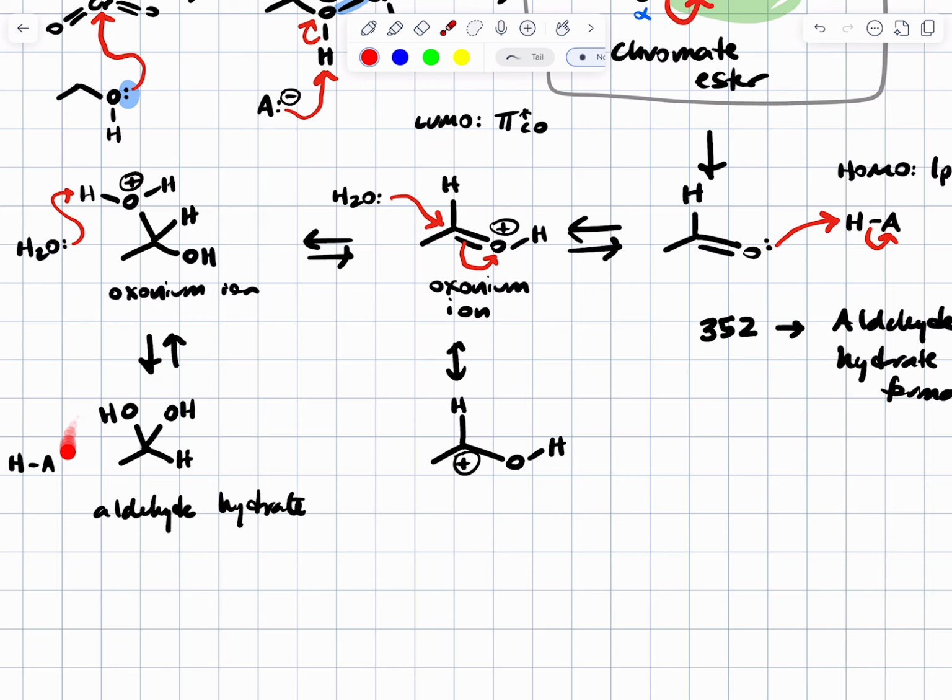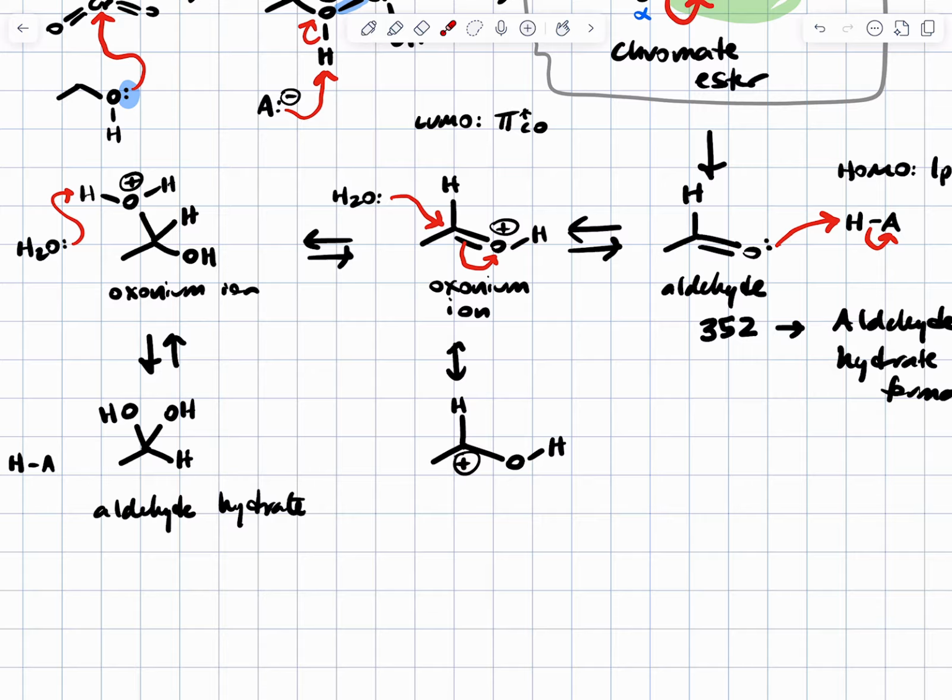And the relative amount of hydrate and aldehyde that you get depends on their stability, because this is an equilibrium. If the aldehyde is super electron poor, there tends to be more hydrate present. If the aldehyde is relatively electron rich, there tends to be less hydrate present. You'll learn all about that in 352.